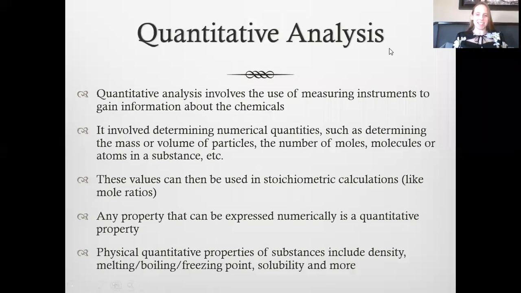So quantitative analysis involves using measuring instruments to gain information about chemicals. This always involves numerical quantities of some sort. So this includes anything like mass, volume, density, number of moles, molecules, or atoms, anything that you find using stoichiometry, so the mole ratio, freezing point, melting point, boiling point, solubility, literally anything that involves a number and that you can calculate would be a quantitative analysis.